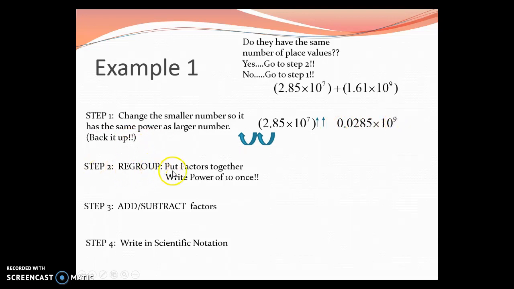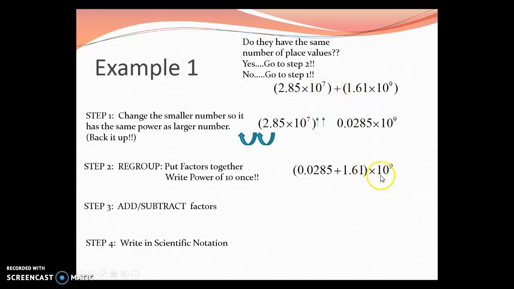Now we're going to regroup. We're going to put the factors together. That's the a values, 0.285 and this 1.61. We're going to add these together, and then we have our place value, which in addition we just have to write once. Times 10 to the 9th. We're just writing it once.